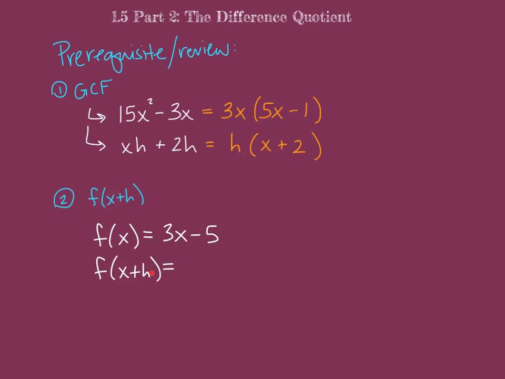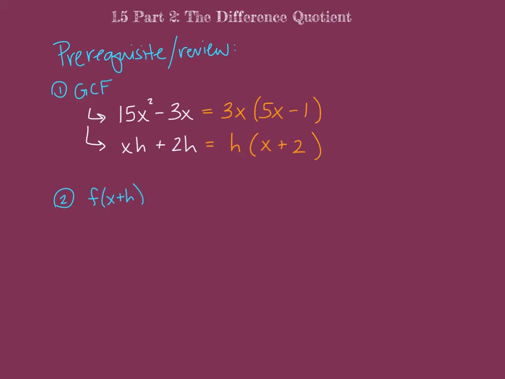Well, that means we have to plug in x plus h everywhere there's an x. And since it's an expression, we'll put it in parentheses. And then we can multiply the 3 through, distribute it through. And then we're done. We can't simplify this any further because there's no greatest common factor to all 3 terms. There's no parentheses anymore to distribute. We already did that. So this is a simplified final answer.